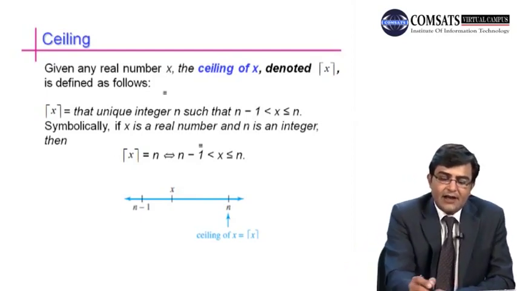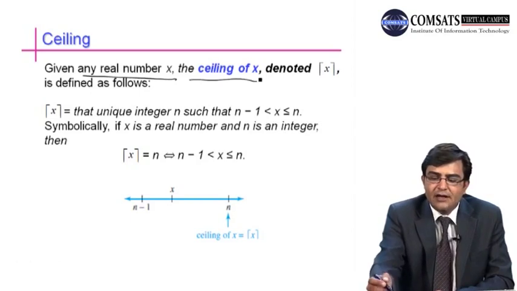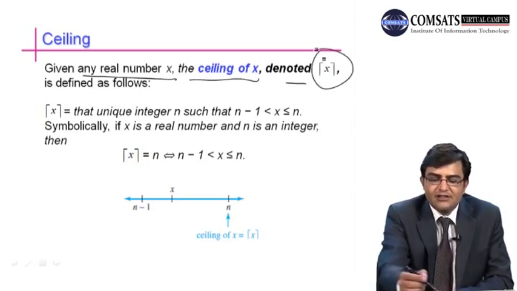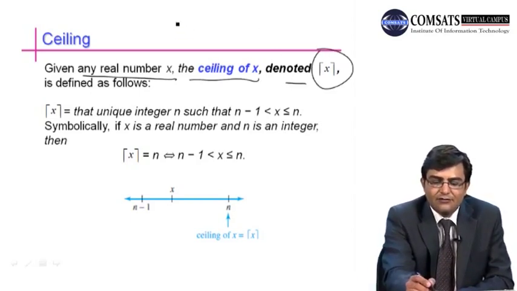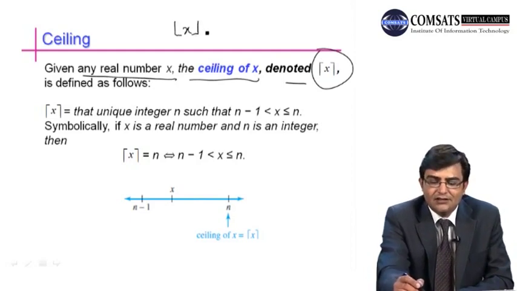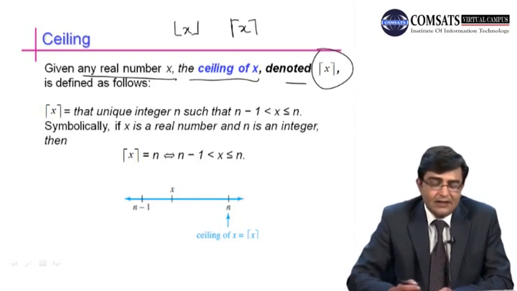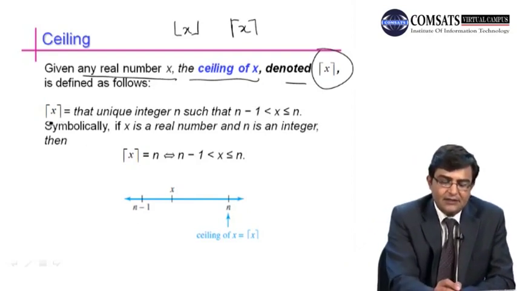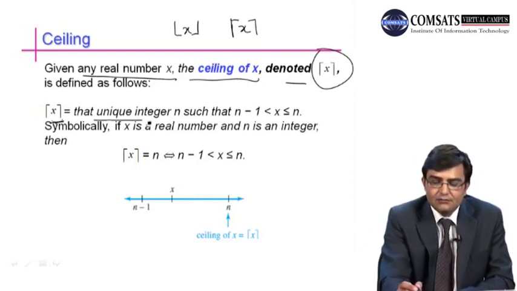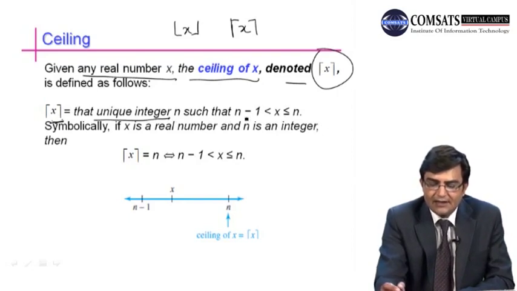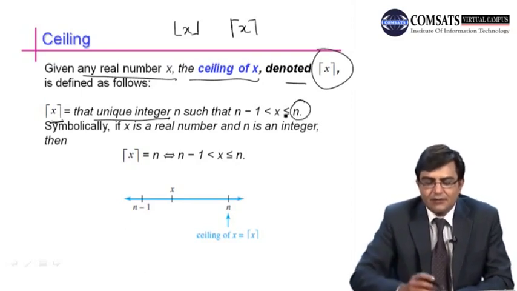Given any real number x, the ceiling of x is denoted by this notation, which is the reverse of the floor function notation. This is the notation of the ceiling function. The ceiling of any real number is that unique integer n such that n minus 1 is less than x, which is less than or equal to n. This is the immediate greater integer than that real number.